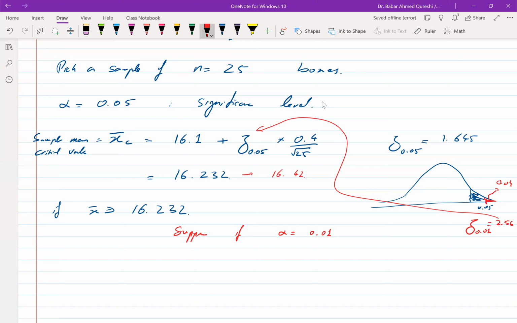Yes, I said that I computed this with the significance of 0.05. This is 0.01. I said, what if I want a bigger significance? I want to be even more sure about rejecting this hypothesis. Then what will I need? I will need a smaller significance number. So a very small area here.